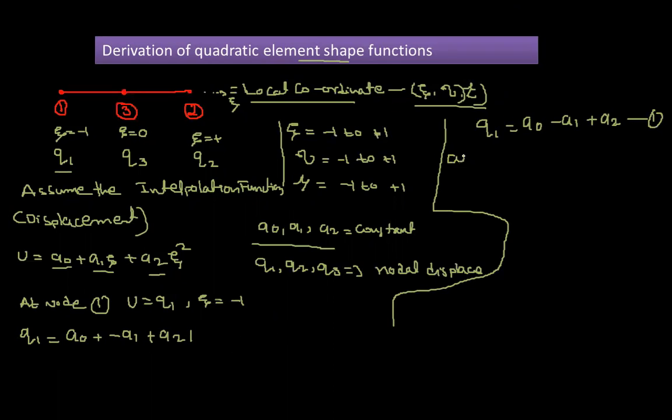And at node point 2, let us write down the interpolation function. At node 2, zeta is equal to plus 1.